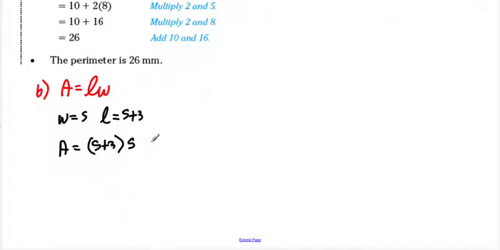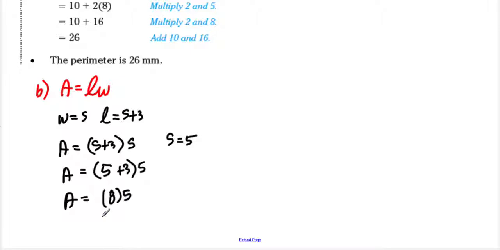And if we substitute the value of S, which is equal to 5, we can now see that this becomes 5 plus 3 times 5. Using the order of operations, we add what's inside the parentheses first. Area equals 8 times 5, or area is equal to 40 square millimeters. And that is the area of our rectangle.